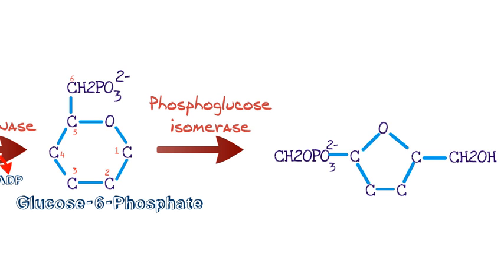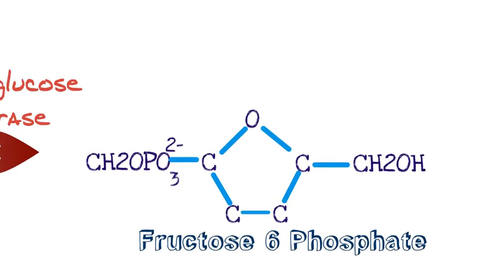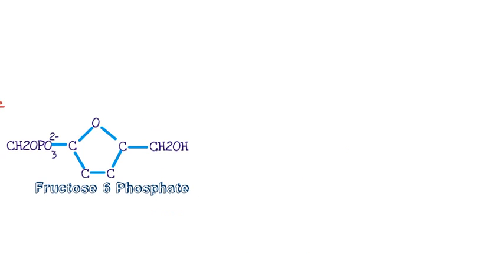Still note there are 6 carbons present, but now we have a central pentagon instead of that hexagon we have with glucose. So what this is called is fructose 6-phosphate. The pentagon represents fructose, an isomer of glucose, and we have the phosphate group on the 6th carbon. So this is called fructose 6-phosphate. Now, the next step is really important. We go from fructose 6-phosphate to our second energy requiring step.